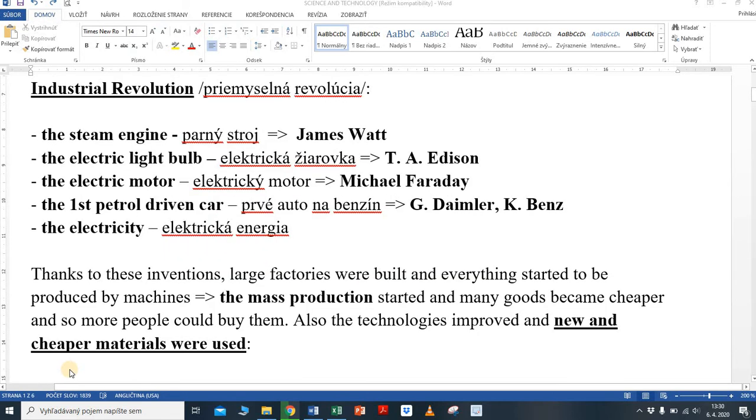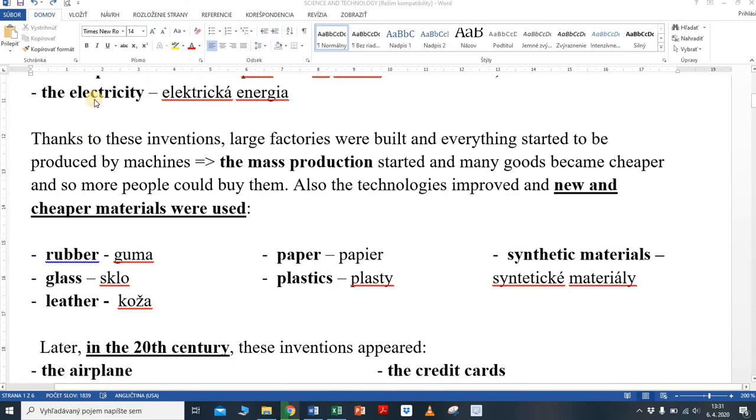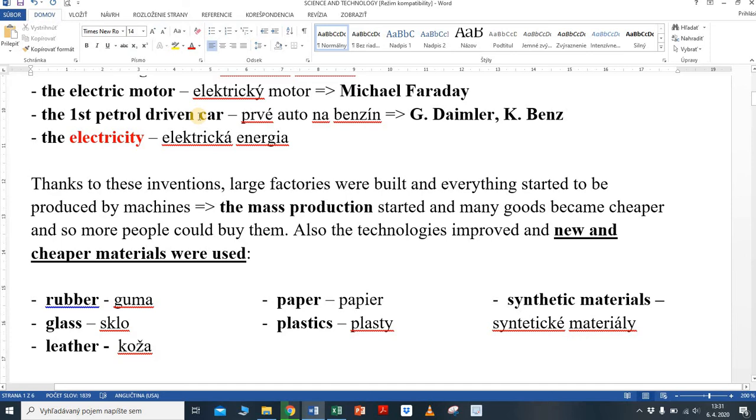Later, you can see that there have been several significant inventors who discovered, for example, the electric light bulb, the electric motor, or the first petrol-driven car. Electricity is said to be the blood of modern world. Therefore, electricity is needed for everyday life, be it your mobile phones, your computers, or even your torches, which need batteries, which need the electricity.